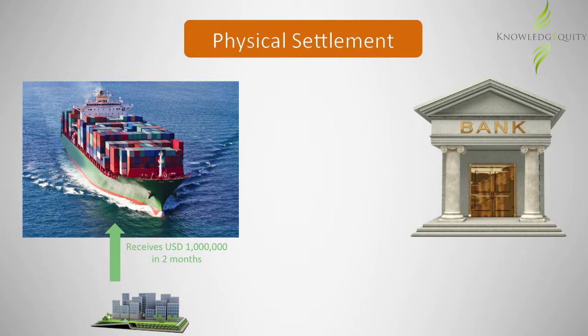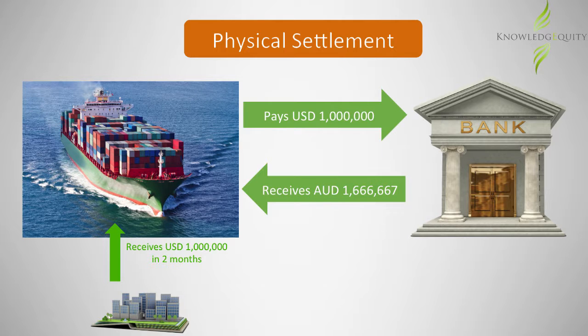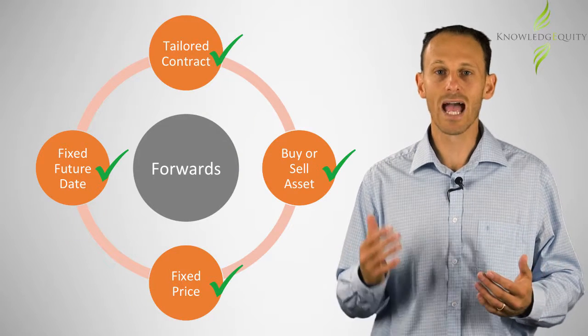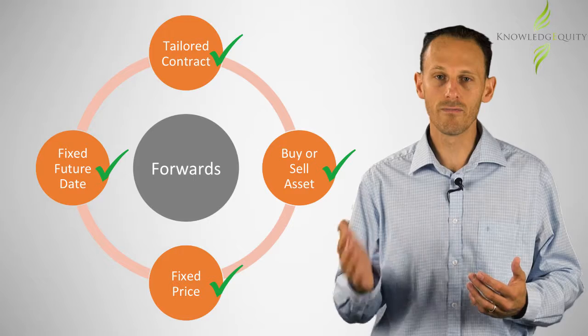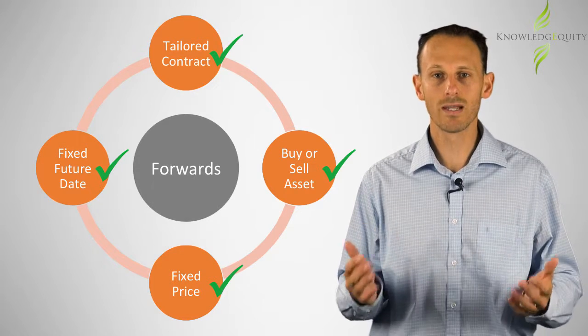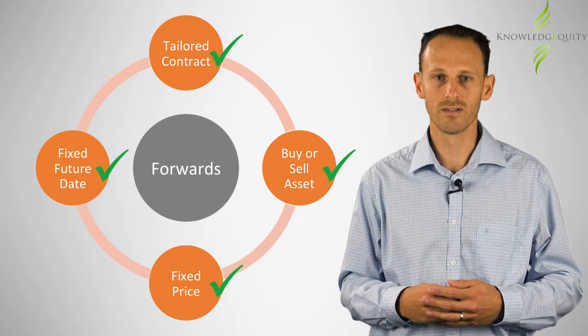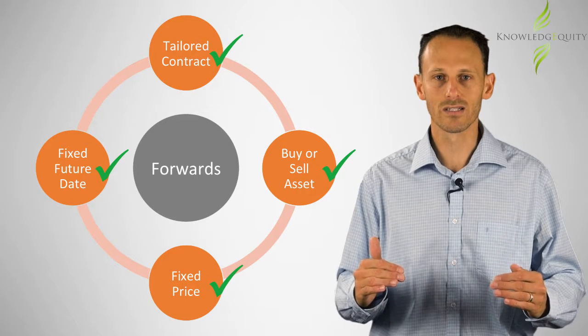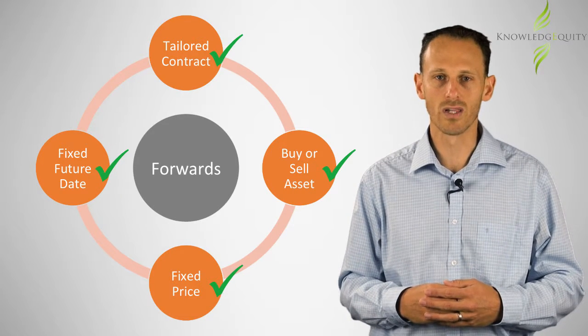At settlement, the forward contract is physically delivered. This means the exporter pays the counterparty $1 million, offsetting its expected receipt of $1 million, and receives 1.67 million Australian dollars in return. Effectively, the exporter has locked in an exchange rate for the full USD amount 2 months prior to the date it was received, reducing its FX risk and providing a known financial outcome.